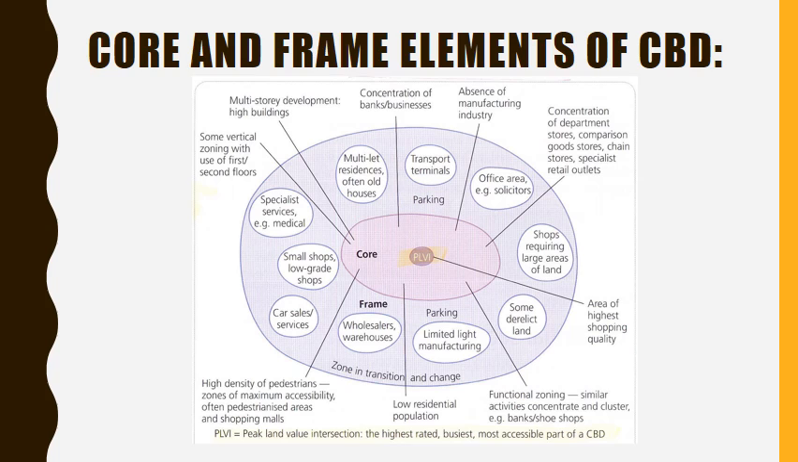Number 8. Some vertical zoning with use of first and second floor. Number 9. Multi-story development, high buildings. Let's talk about the cores. Number 1. Transport terminals. Number 2. Office areas, for example solicitors. Number 3. Shops requiring a large area of land. Number 4. Some derelict land.